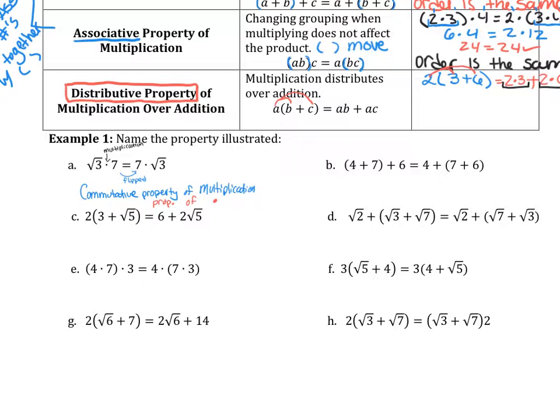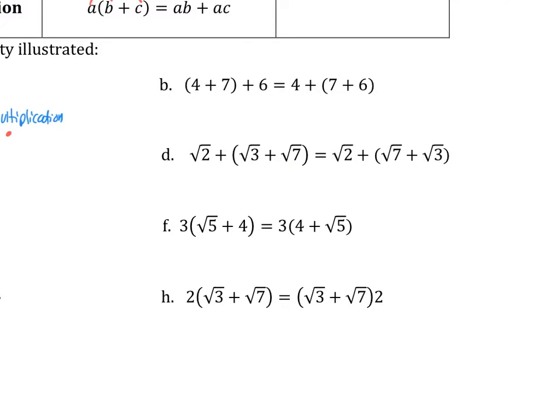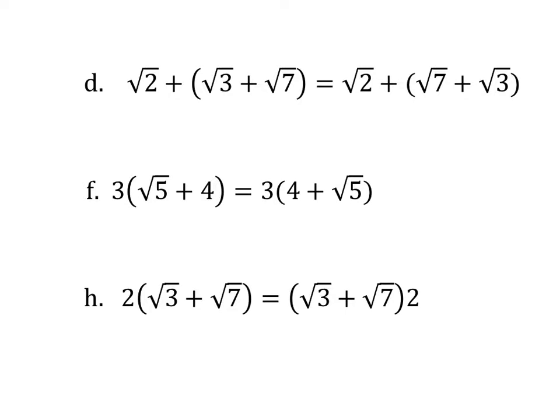All right. Let's take a look at D. So in letter D, we have square root of 2 plus, and then in parentheses, square root of 3 plus square root of 7 equals square root of 2 plus, and then in parentheses, square root of 7 plus square root of 3. So from the left side of the equation to the right side of the equation, what has changed? What is different when you go to the right side? Yeah, the order of what? Yeah, and the stuff in the parentheses, the square root of 7 and the square root of 3 flipped from how they were on the left-hand side.